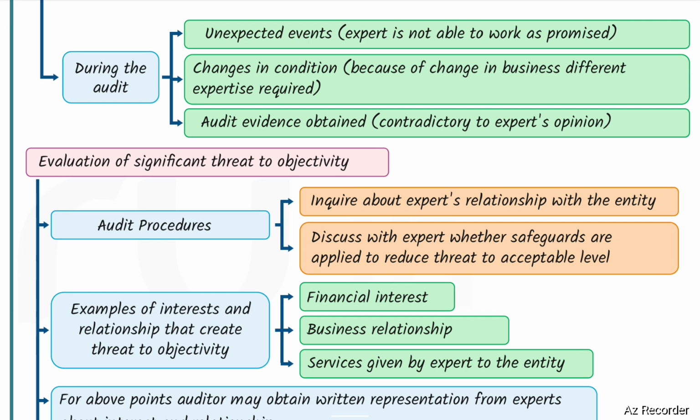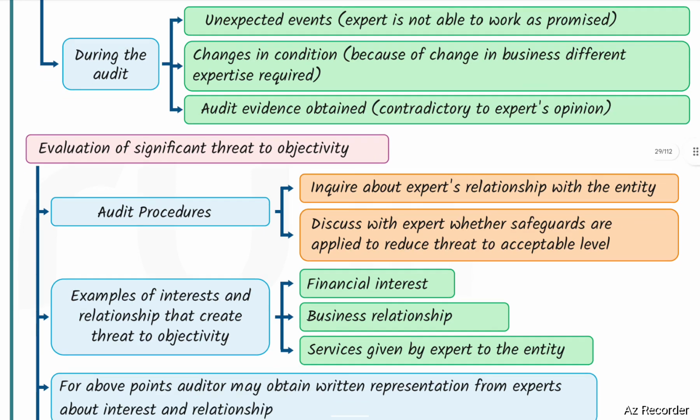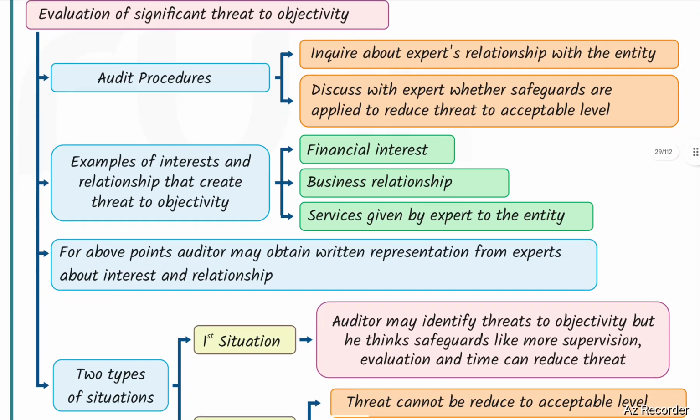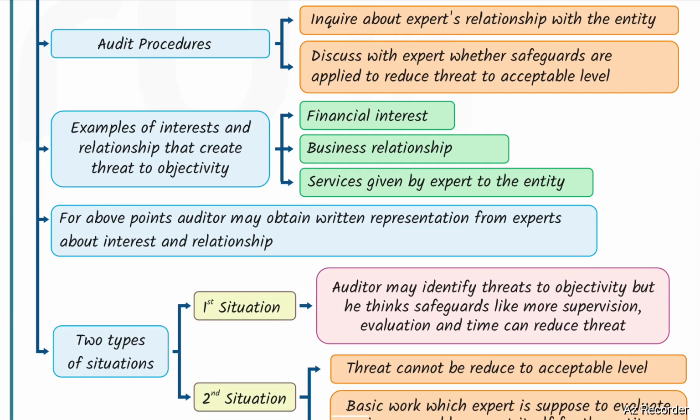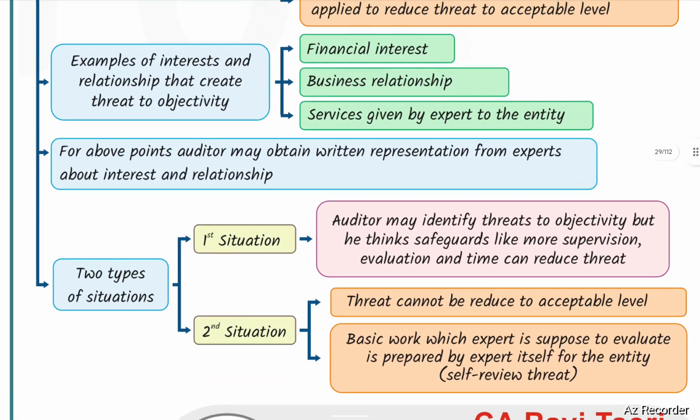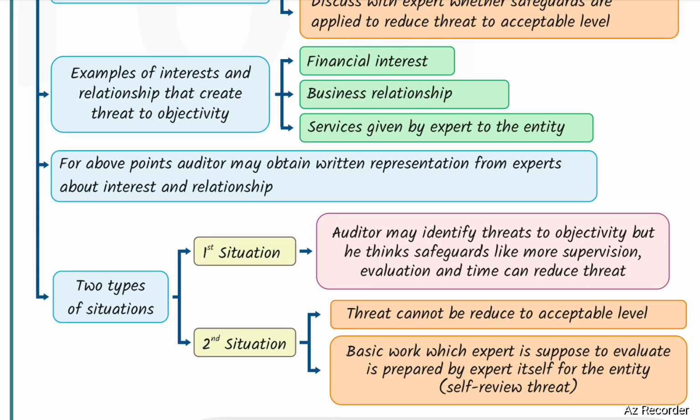Audit evidence obtained is contradictory to the expert's opinion. Evaluation of significant threat to objectivity. Audit procedures: inquire about the expert's relationship with the entity. Discuss with the expert whether safeguards are applied to reduce the threat to an acceptable level. Examples of interests and relationships that create a threat to objectivity: financial interest, business relationship, services given by the expert to the entity. For the above points, the auditor may obtain written representation from the experts about interests and relationships.